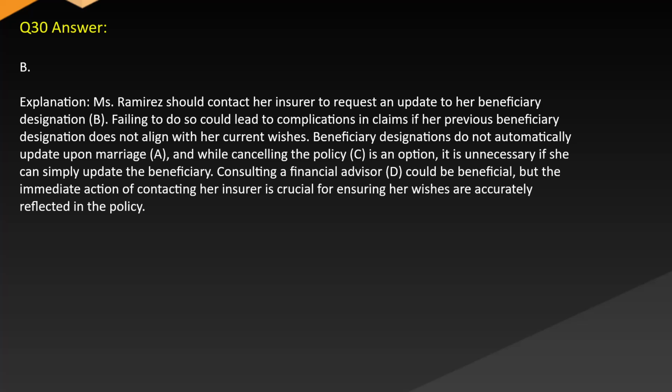Answer B. Explanation. Ms. Ramirez should contact her insurer to request an update to her beneficiary designation. B. Failing to do so could lead to complications in claims if her previous beneficiary designation does not align with her current wishes. Beneficiary designations do not automatically update upon marriage. And while cancelling the policy, C, is an option, it is unnecessary if she can simply update the beneficiary. Consulting a financial advisor, D, could be beneficial, but the immediate action of contacting her insurer is crucial for ensuring her wishes are accurately reflected in the policy.